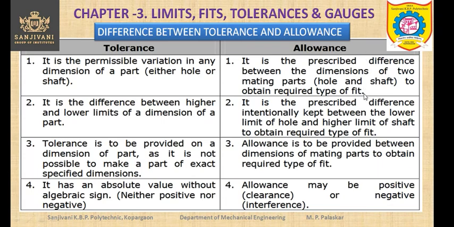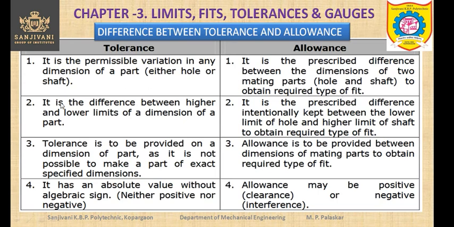Now we have to consider two parts in case of allowance. In case of tolerance we consider only one part, either hole or shaft. But in case of allowance we consider both hole and the shaft. We consider the dimensions of hole as well as the shaft. And the difference between the dimensions of the hole and the shaft is nothing but the allowance, the prescribed difference between the dimensions of the two mating parts, which is kept so as to obtain the required type of fit, that is the allowance.